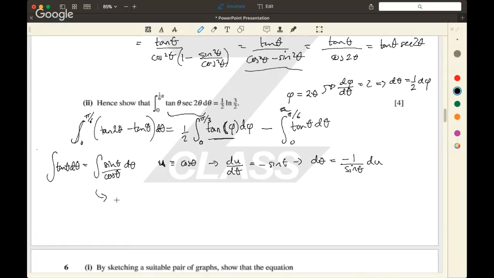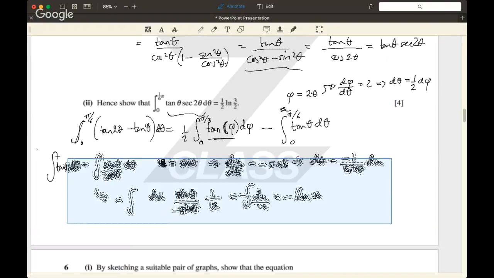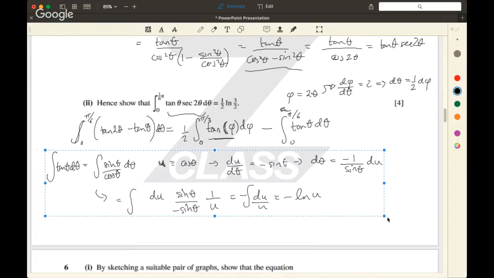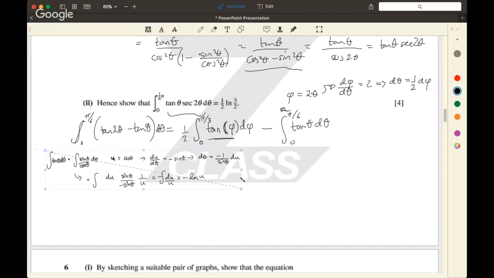This means that this integral is equal to the integral du of sine theta over minus sine theta, 1 over u, which is integral du over u, minus du over u, which is minus natural log of u. So we're almost there. It's a lot of work for this question, to be honest. Unless you may well want to memorize the integral of the tangent function.